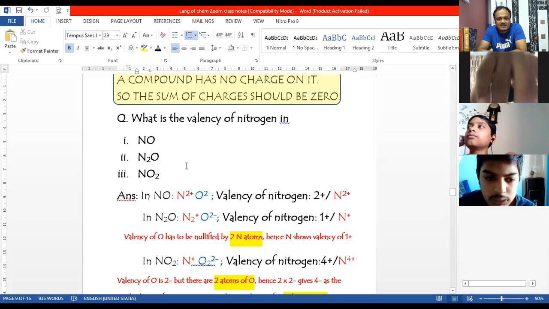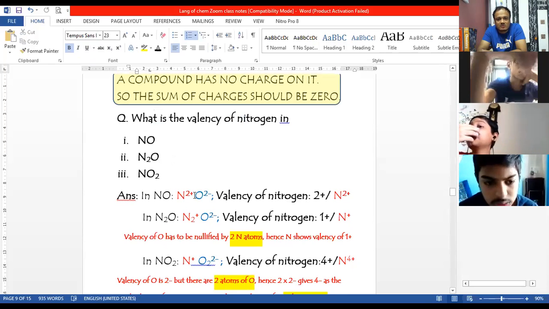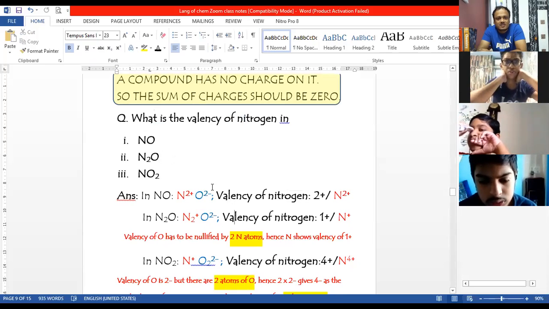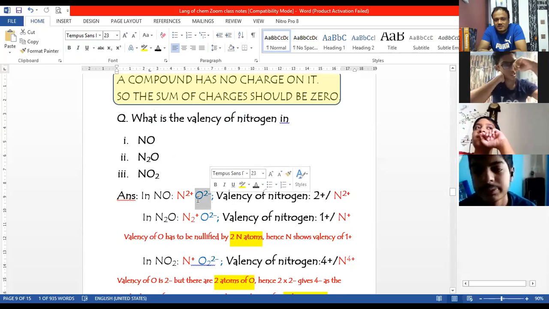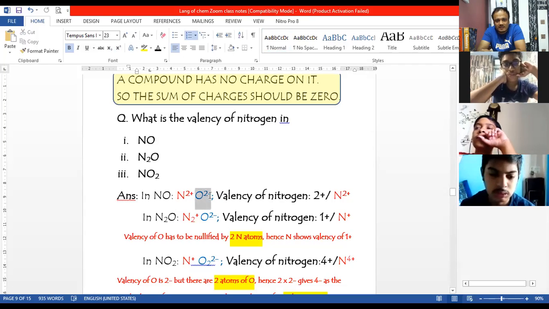So I'll explain this again. In the first case, we have got the formula of the compound as NO. So valency of oxide is something which we are taking as a relative thing. Valency of oxide is 2 minus. Comparing to that, we'll be finding the valency of nitrogen in all these three compounds. So in order to make the charge of the whole compound zero, what will be the charge given to N? If the valency of oxide is 2 minus, 2 minus should be added with 2 to get 0, and that is the reason why valency of nitrogen is 2 plus.